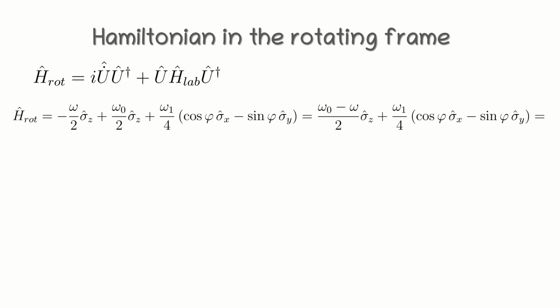Finally, we combine two parts and introduce a new parameter, delta omega. Delta omega is the difference between omega, the rotation frame frequency, in other words, the frequency of the applied magnetic field, and omega 0, which is the transition frequency of the two-level system and the Larmor frequency. We will see an interesting effect when the speed of the rotating frame coincides with the frequency of the Larmor precession.